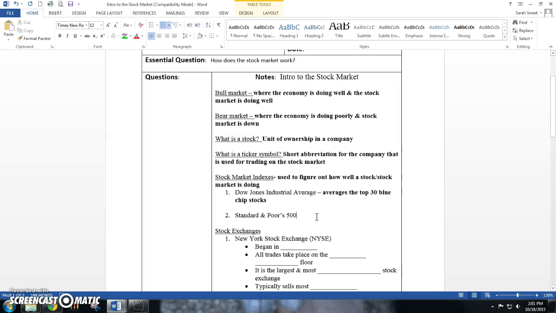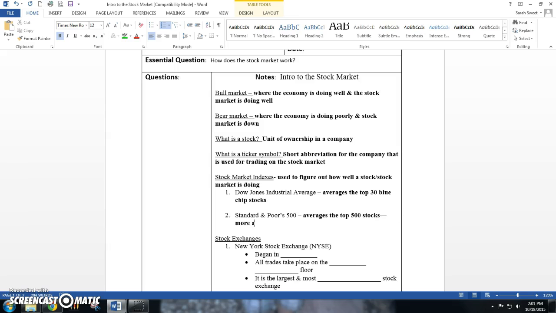Well, the Standard & Poor's, which is sometimes referred to as the S&P, the S&P 500, does the exact same thing, except it averages 500 stocks instead of 30. Okay, top 500 stocks, and this one is more accurate because it averages more stocks.